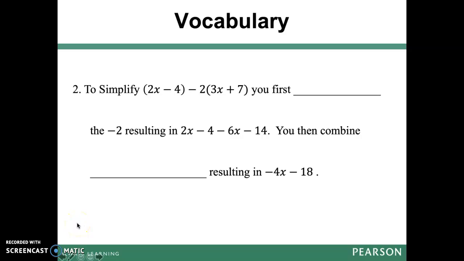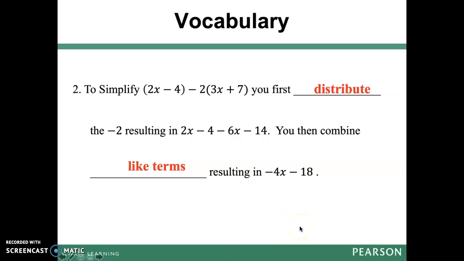All right, part 2. On your vocabulary sheet, number 2 says, to simplify the quantity 2x minus 4 minus 2 times the quantity of 3x plus 7, you first do what with the negative 2? Yeah, you have to distribute the negative 2, resulting in 2x minus 4 minus 6x minus 14. Then you combine what? Like terms, resulting in negative 4x minus 18.